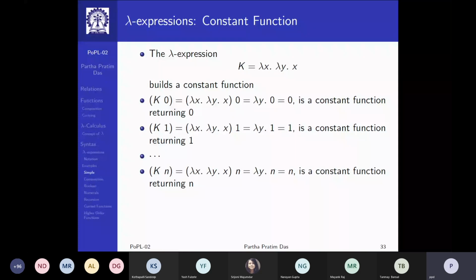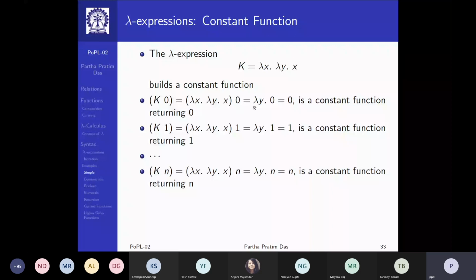This is interesting. This is called a constant function. It is lambda x dot lambda y dot x, and if you call it a constant function identifier K, you apply it on 0, you'll get lambda x dot lambda y dot x applied on 0. In order, 0 replaces x. So you get lambda y dot 0. Now in this expression 0, there is no instance of y. So no matter what value you apply it on, you will always get 0. So the result is 0.